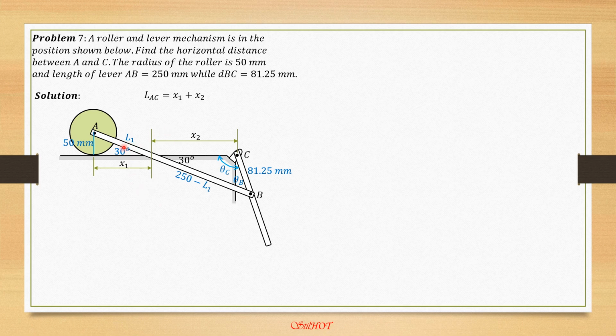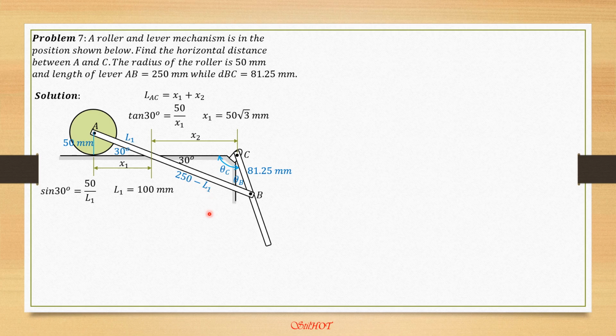Then tangent of 30 degrees is 50 over x1. So x sub 1 is 50 divided by tangent 30, that's x1, 50 square root of 3 mm. Next, sine of 30 degrees is 50 over L1. So L1 is 50 over sine of 30, so L1 is 100 mm. So therefore, this is 250 minus 100.